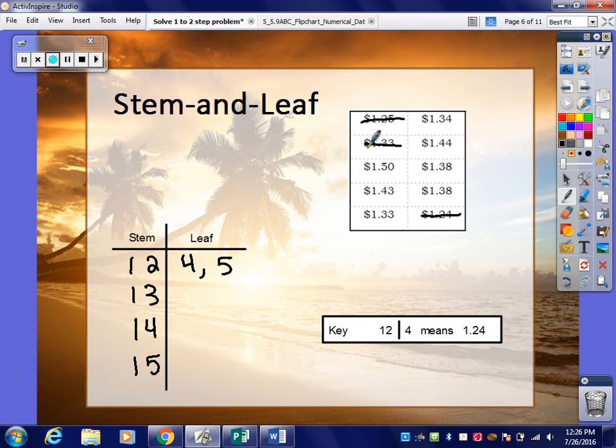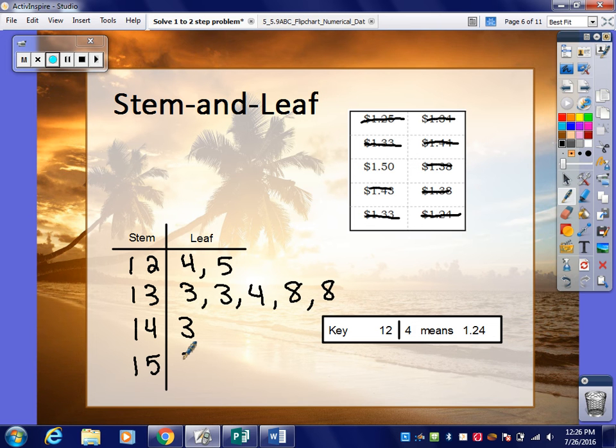If we have $1.33, we have another $1.33. So you need to put that second 3. That shows that there are two different $1.33. Okay. What else do you see? Okay, we do need to. Do you have anything left in the $1.40 range? In the $1.40 good job.